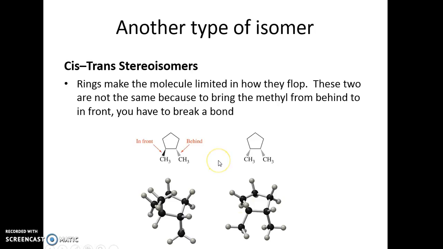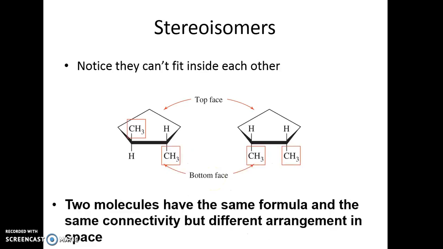Because they're up and down on one and down down on the other, they won't fit inside each other. They are non-superimposable. You would have to break a bond to make them each other. So they are stereoisomers, and they are a type of stereoisomer that we call cis-trans isomers.